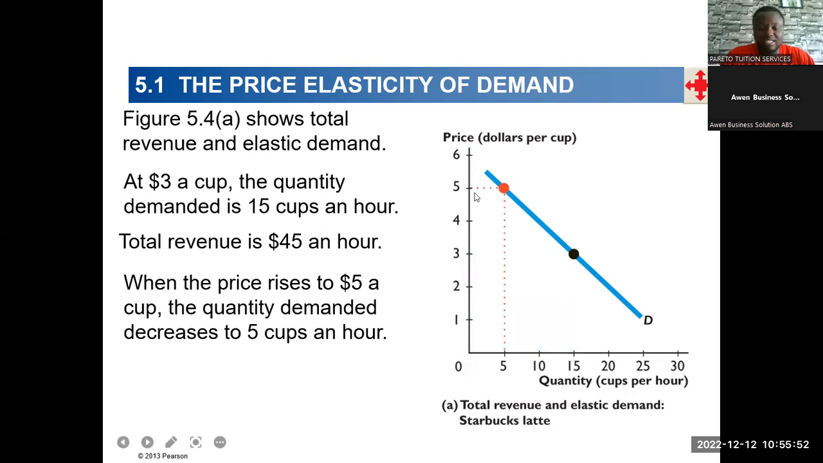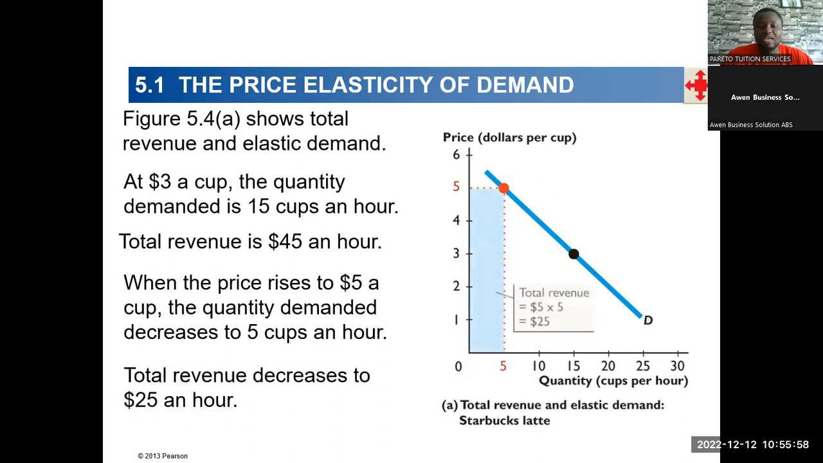Now, what if the price increases to $5? If it goes to $5, the quantity demanded is 5. What will be the total revenue? 25. 5 times 5. What has happened to total revenue? It has decreased from 45 to what? 25. So it means that demand is what? Elastic. And that is what we said.